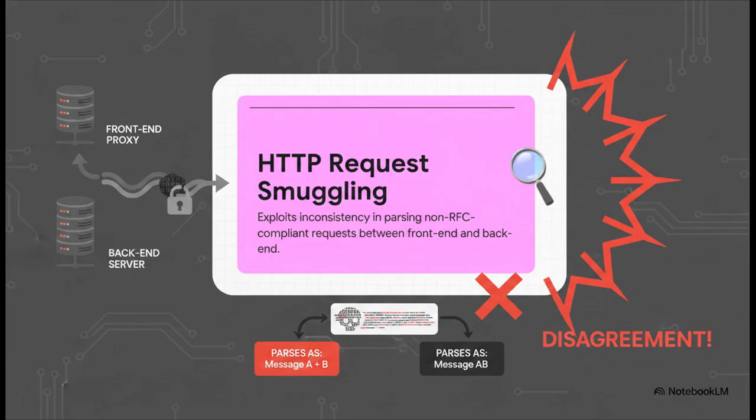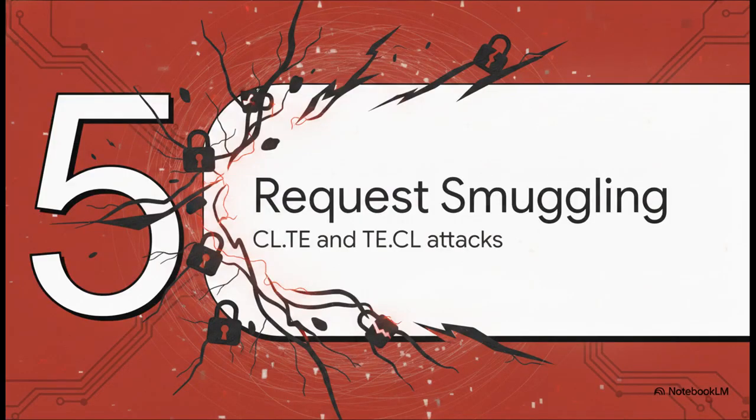What happens if an attacker sends both headers at the exact same time? Well, if a front-end proxy and a back-end server disagree on where a request actually ends, a malicious payload can be seamlessly smuggled right past your security filters. This is HTTP request smuggling. It directly exploits the very foundation of how non-compliant text requests are interpreted by different machines. Let's look at this in Section 5, HTTP request smuggling, specifically CL.TE and TE.CL attacks in action.